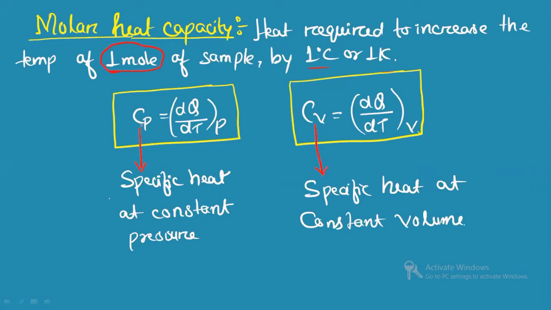Alright, now we will see the specific heat at constant pressure and the specific heat at constant volume. So the specific heat at constant pressure is denoted by Cp, and we can write it as dq by dt at constant P. And the specific heat at constant volume, denoted by Cv, can be written as dq by dt at constant volume. Okay, so this is the specific heat at constant volume. This is the specific heat at constant pressure.